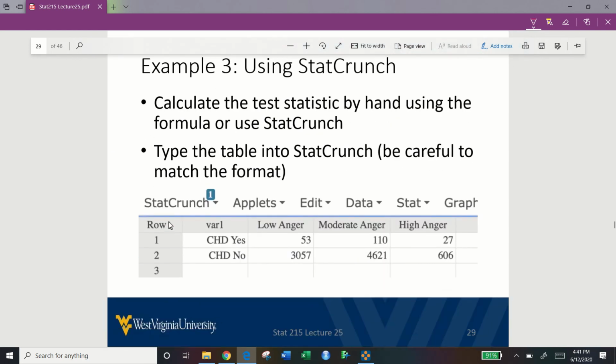So for this example, because we're fortunate enough, we can either do this by hand or we can use StatCrunch. The thing about using it in StatCrunch, you must be careful and make sure you delete the total rows and columns. StatCrunch will not recognize that those are totals. They will think they're frequencies.